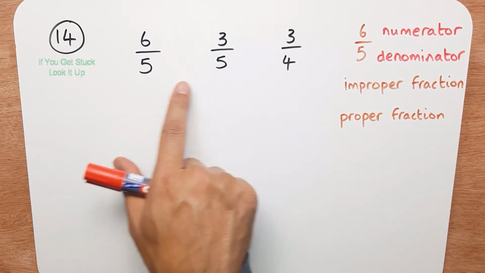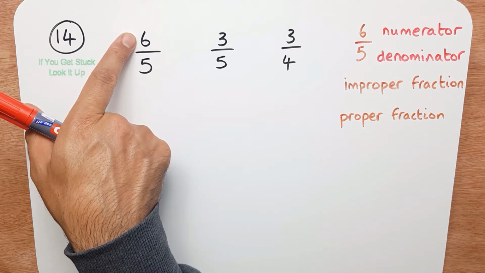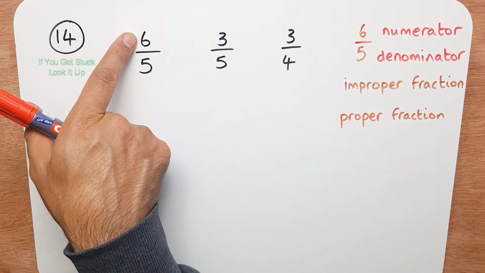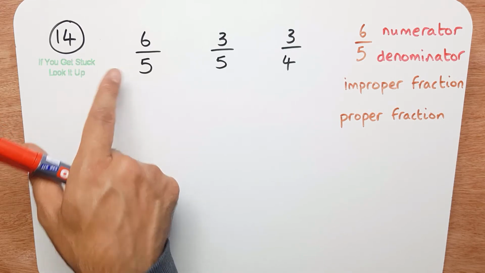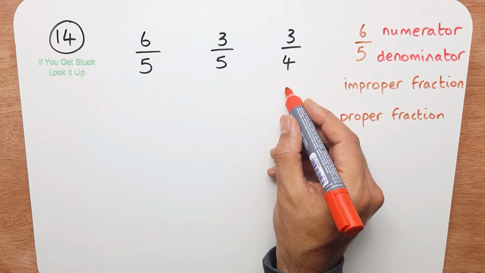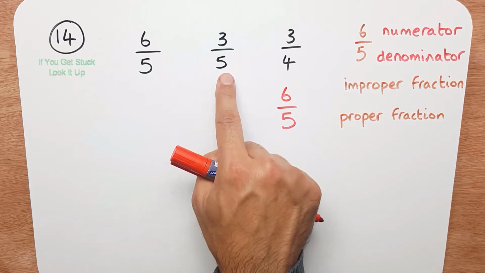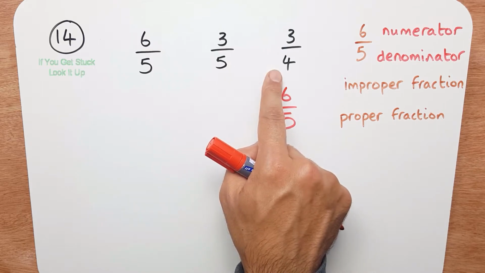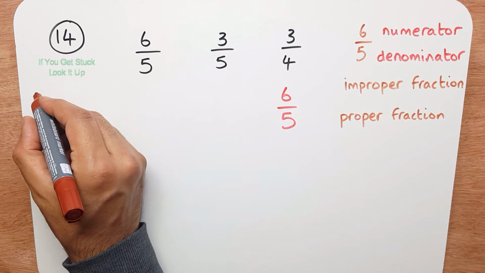Now, I can tell straight away from these three, because this is the only fraction where the numerator is bigger than the denominator, this is my largest fraction. So I can write that here, 6/5. Now I need to decide which of these two is bigger. So let me write 3/5 here.